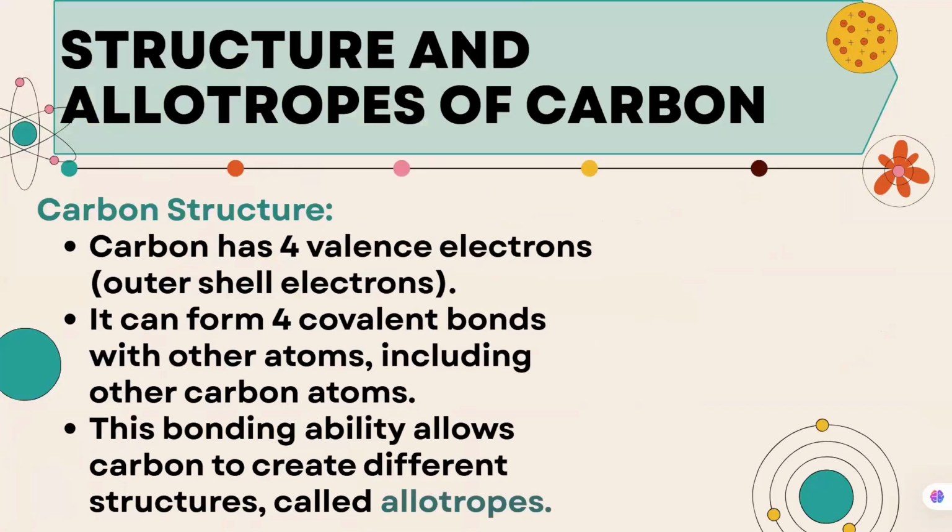Structure and allotropes of carbon. Carbon structure. Carbon has 4 valence electrons. It can form 4 covalent bonds with other atoms, including other carbon atoms. This bonding ability allows carbon to create different structures called allotropes.